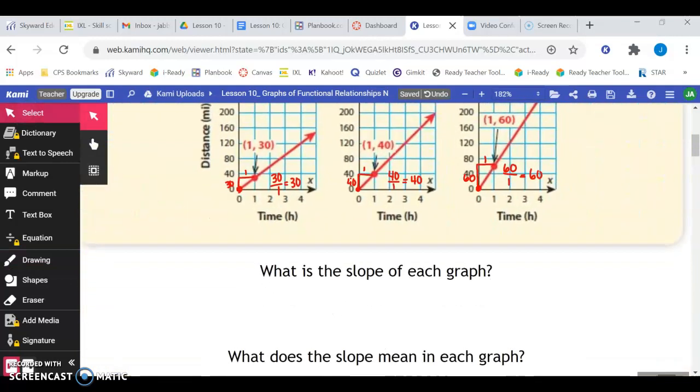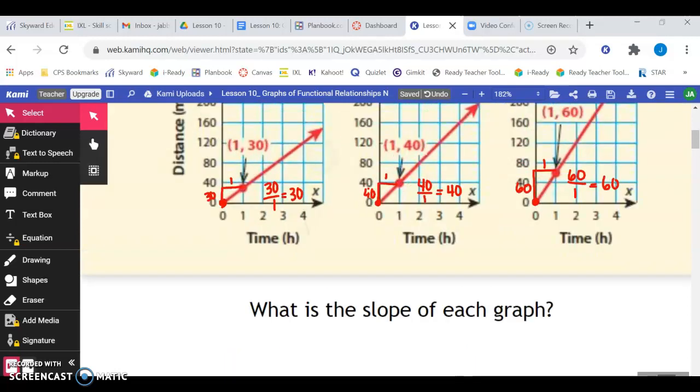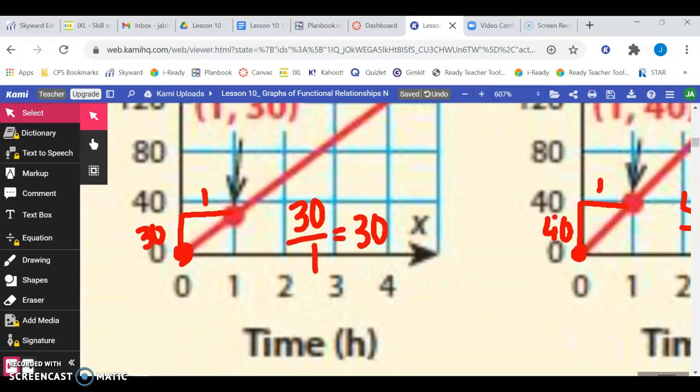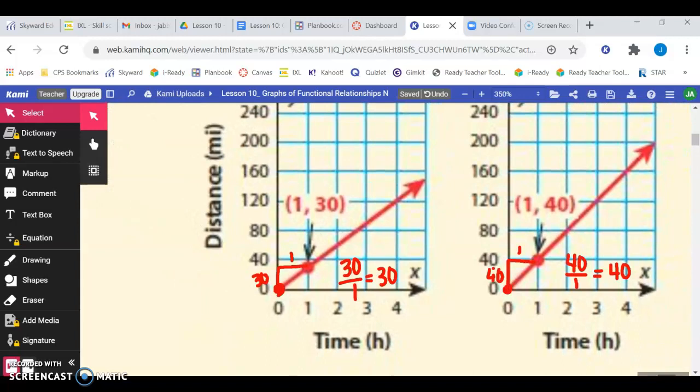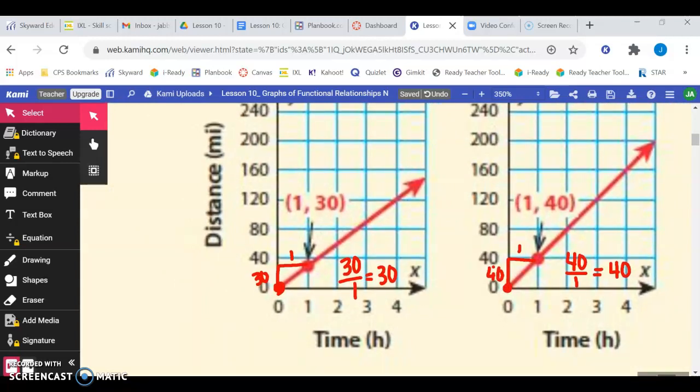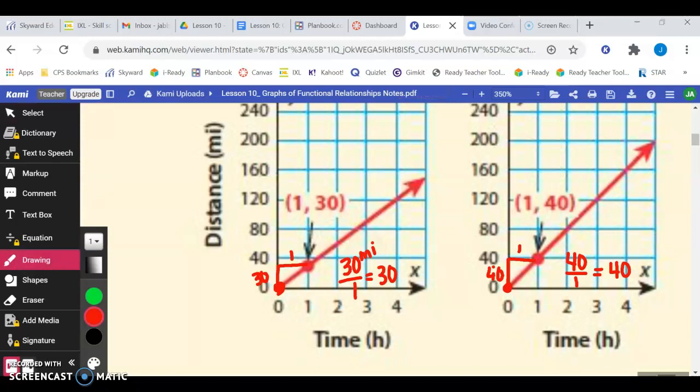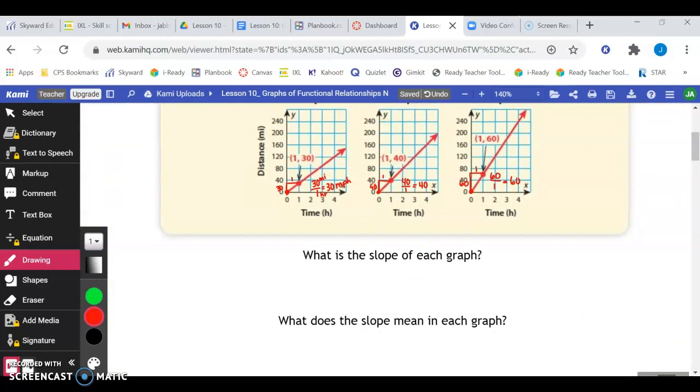So what's the slope of each graph? We just figured that out. What does the slope mean in each graph? Well, I wrote them as rise over run. So the 30 represents how far we're going up, and on our y-axis, going up is our miles. So that's 30 miles. And the 1 going over represents our hours, our x-axis. So that is 30 miles per hour. So what does the slope mean in each graph? Well, it is representing the speed of his car.